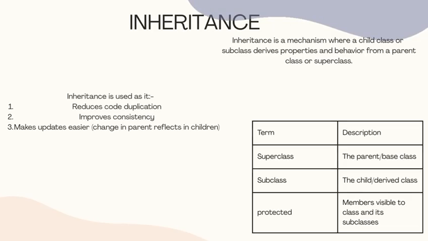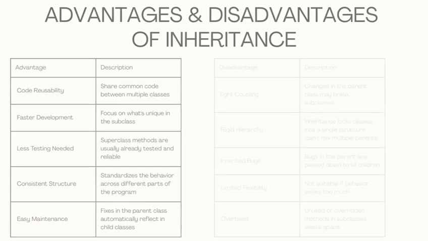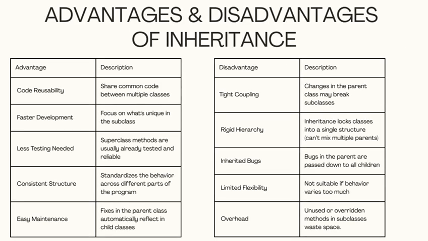Inheritance allows a child class to use properties and behaviors from a parent class. It helps reduce duplication, standardize structure, and simplify updates. The subclass can add or override behavior while reusing the core logic from the superclass. Inheritance has great benefits like code reusability and consistency, but it can also create tight coupling, inherited bugs, and rigid hierarchies. Always use it where it makes sense, when there is a clear ISA relationship.